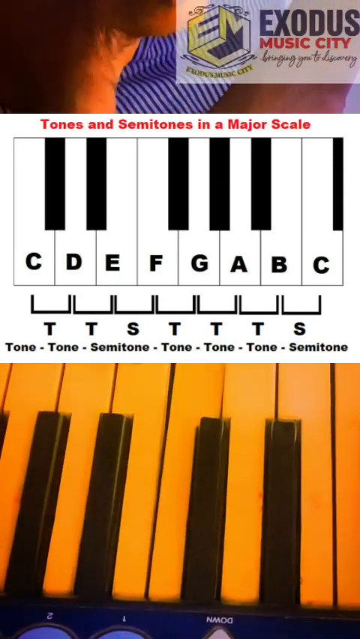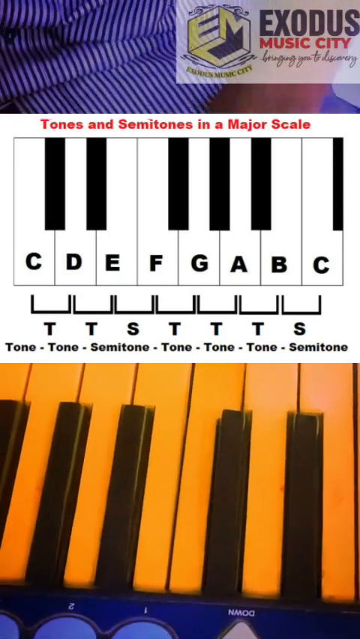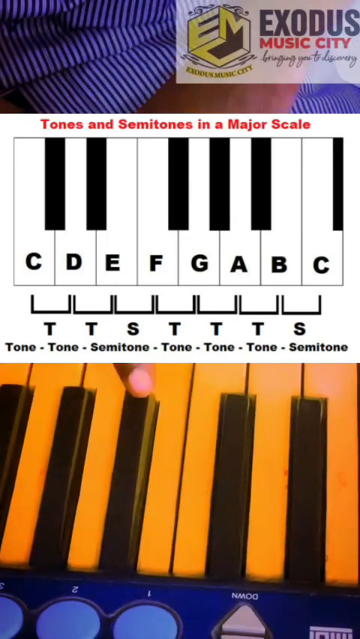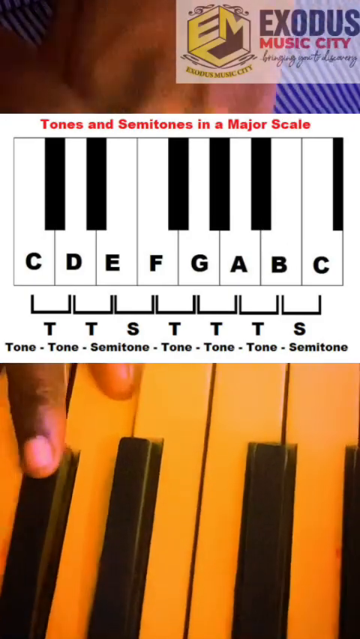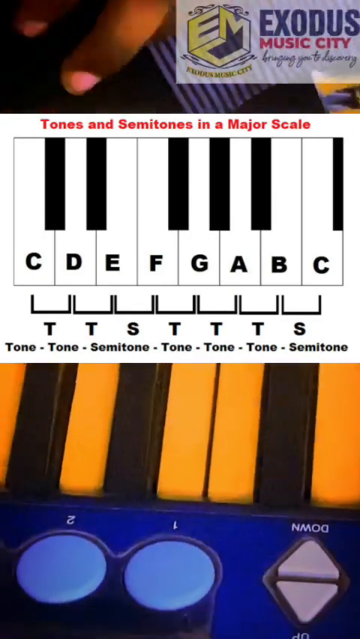But key E has no black key at the front. Then the next we have key F. It has a black key at the front, which is a tone. Key G has a black key at the front, which makes it a tone.